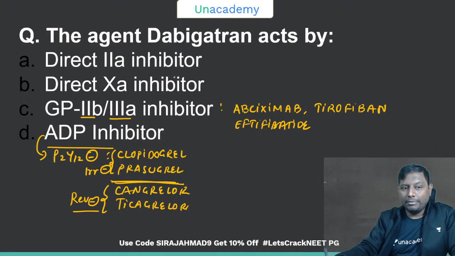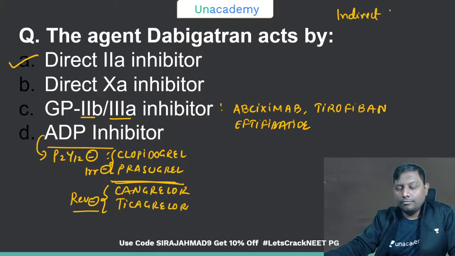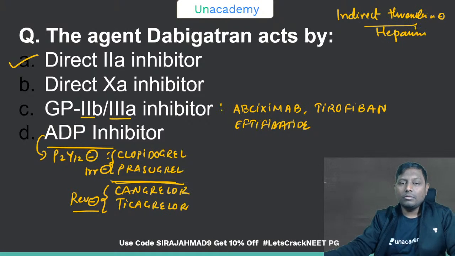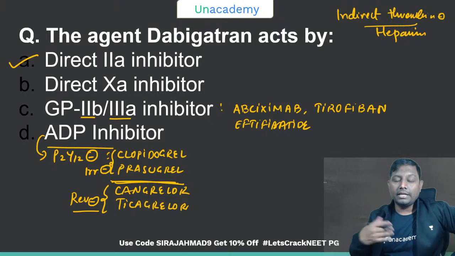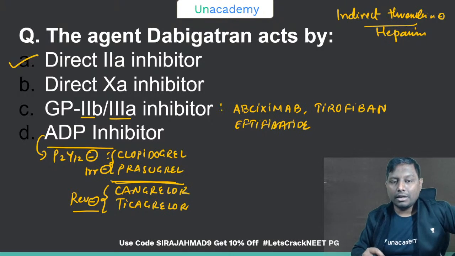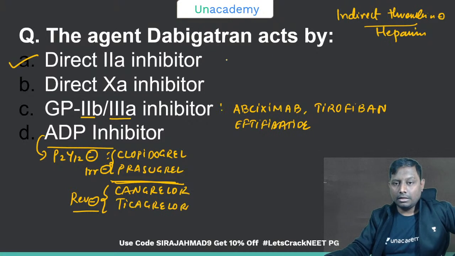Dabigatran that we are having, guys, is one of the direct thrombin inhibitors. Which of the following is an indirect thrombin inhibitor? A very good example is heparin. Heparin is going to activate or increase the activity of antithrombin 3 around 1000 times, and then that is going to bind factor 2A and factor 10A. But direct ones will be your direct thrombin inhibitors.